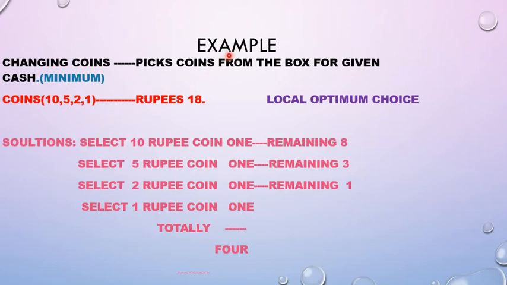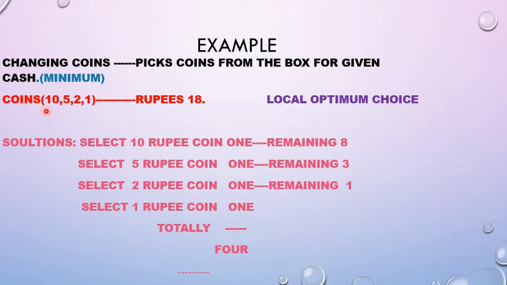For example, we have to pick what coins from the box for the given cash. The number of coins taken from the box should be minimum. That is the problem we are going to solve now.